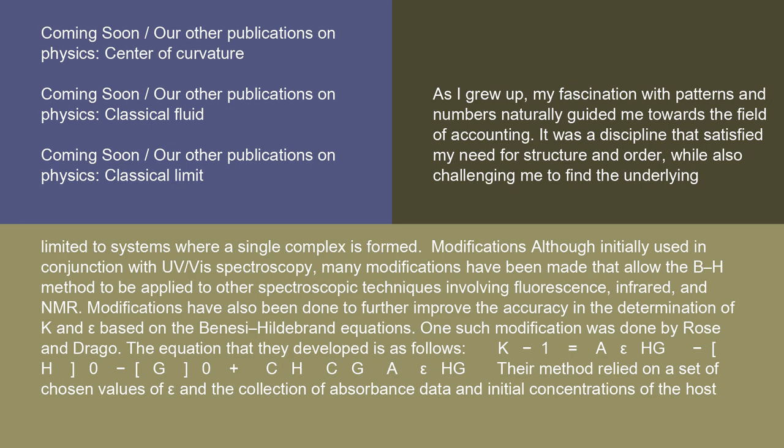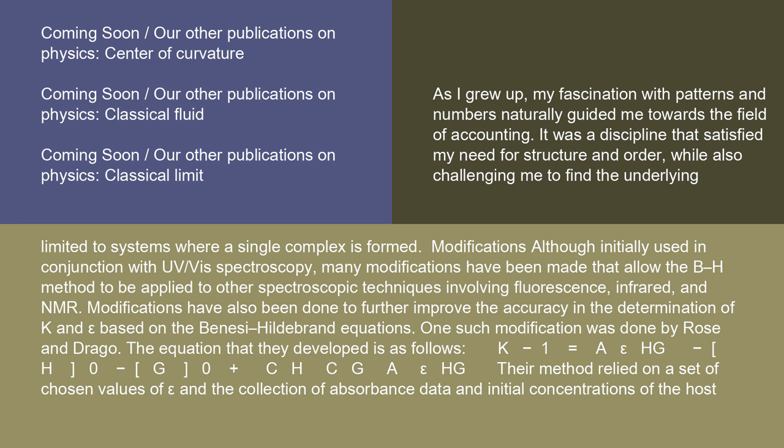Modifications: although initially used in conjunction with UV/vis spectroscopy, many modifications have been made that allow the BH method to be applied to other spectroscopic techniques involving fluorescence, infrared, and NMR. Modifications have also been done to further improve the accuracy in the determination of K and epsilon based on the Benesi-Hildebrand equations. One such modification was done by Rose and Drago. The equation that they developed is as follows.